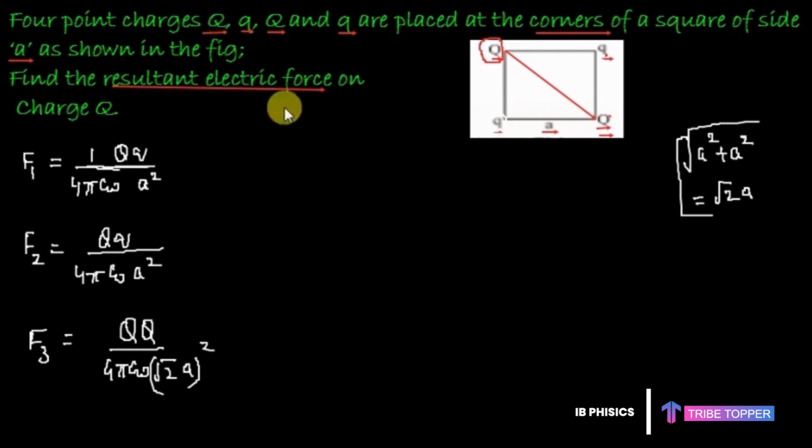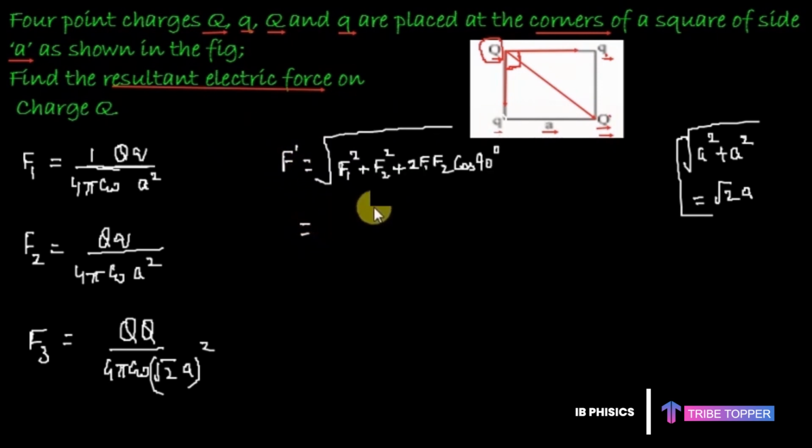Now we have calculated the three individual forces F1, F2 and F3 acting on capital Q. Now let's see the resultant. How can we find out the resultant? The line of action of this force is along here, and this force is going to be here. Therefore we can say that the angle between the forces F1 and F2 is 90 degrees, as we can see here. So we can find out the resultant force of F1 and F2 using the formula F dash, that's going to be equal to the square root of F1 square plus F2 square plus 2 F1 F2 cos of 90.